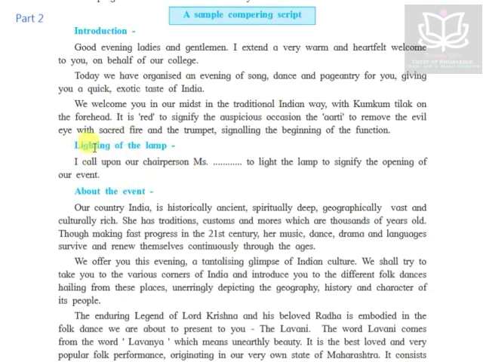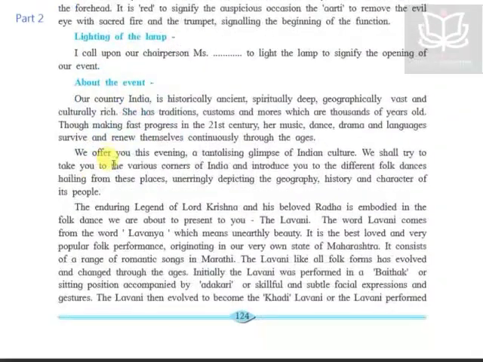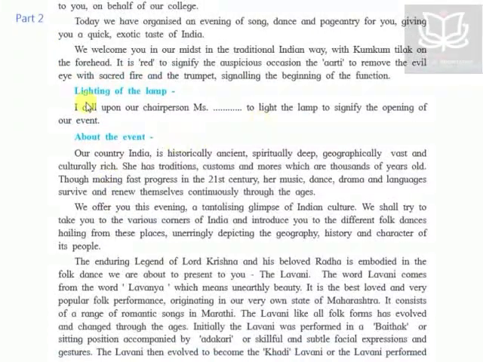Moving on, next is the lighting of the lamp. I call upon our chairperson, Miss or Mr, to light the lamp to signify the opening of our event. This is the second step that you do, the lighting of the lamp. Next is about the event. This is where you tell the people what exactly this event has been held for, or what the theme of this event is.